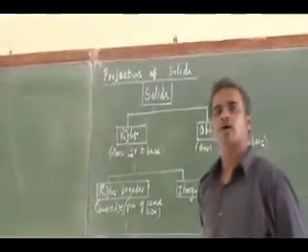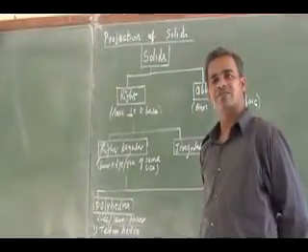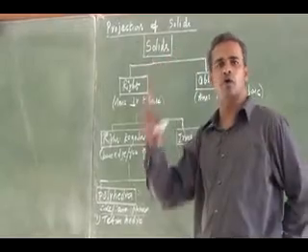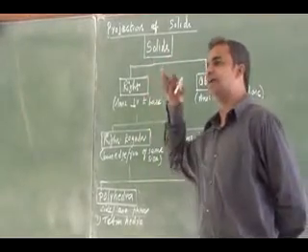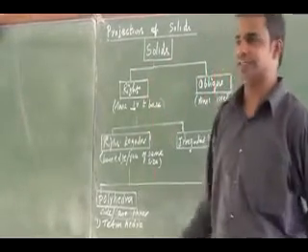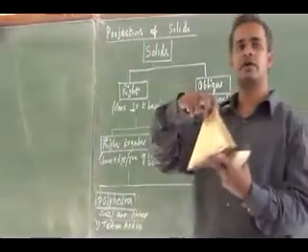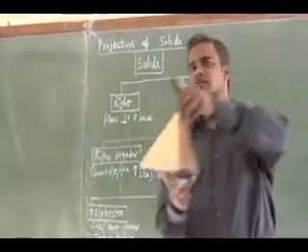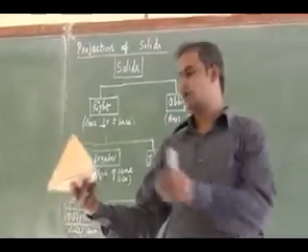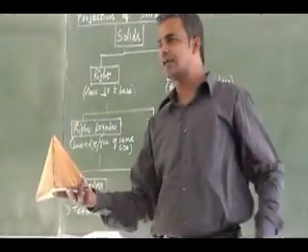Tetrahedra is nothing but a polyhedra. Tetra means four. It will have four equal equilateral triangular faces. See here, this is a tetrahedra. It looks like a pyramid.